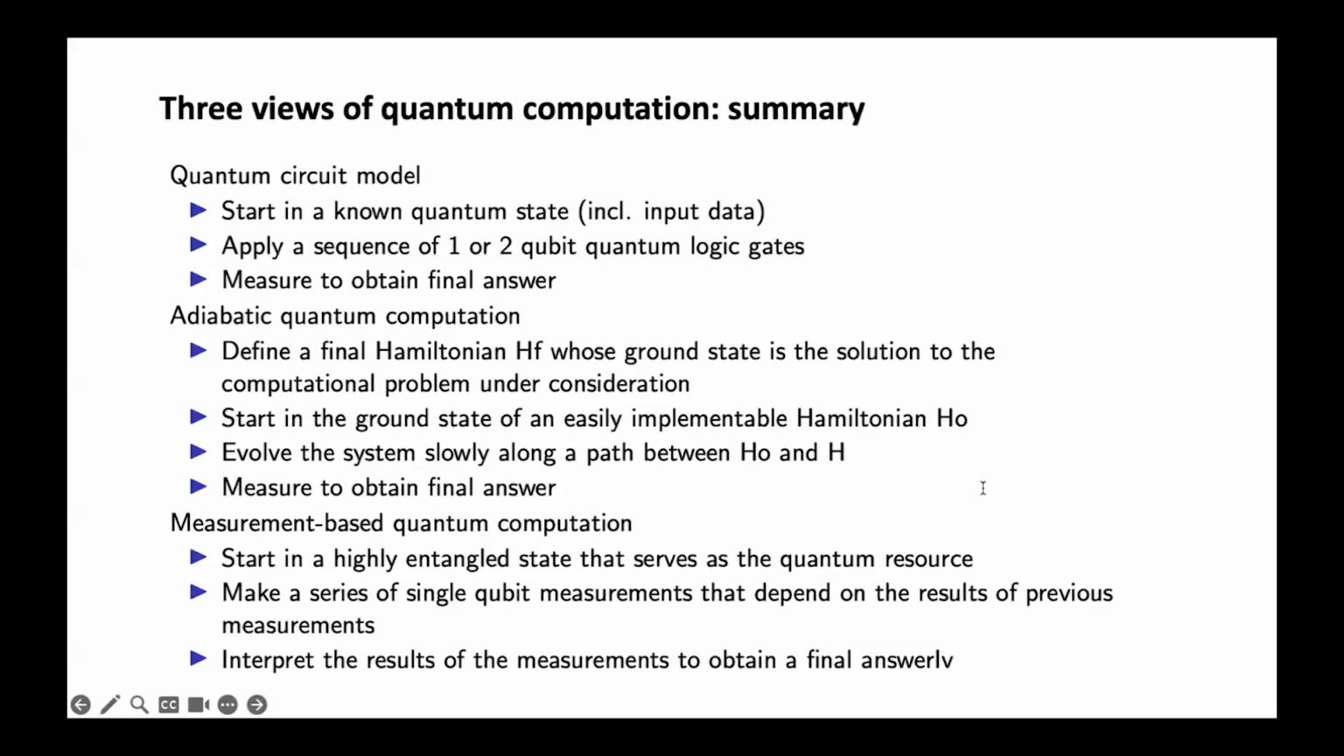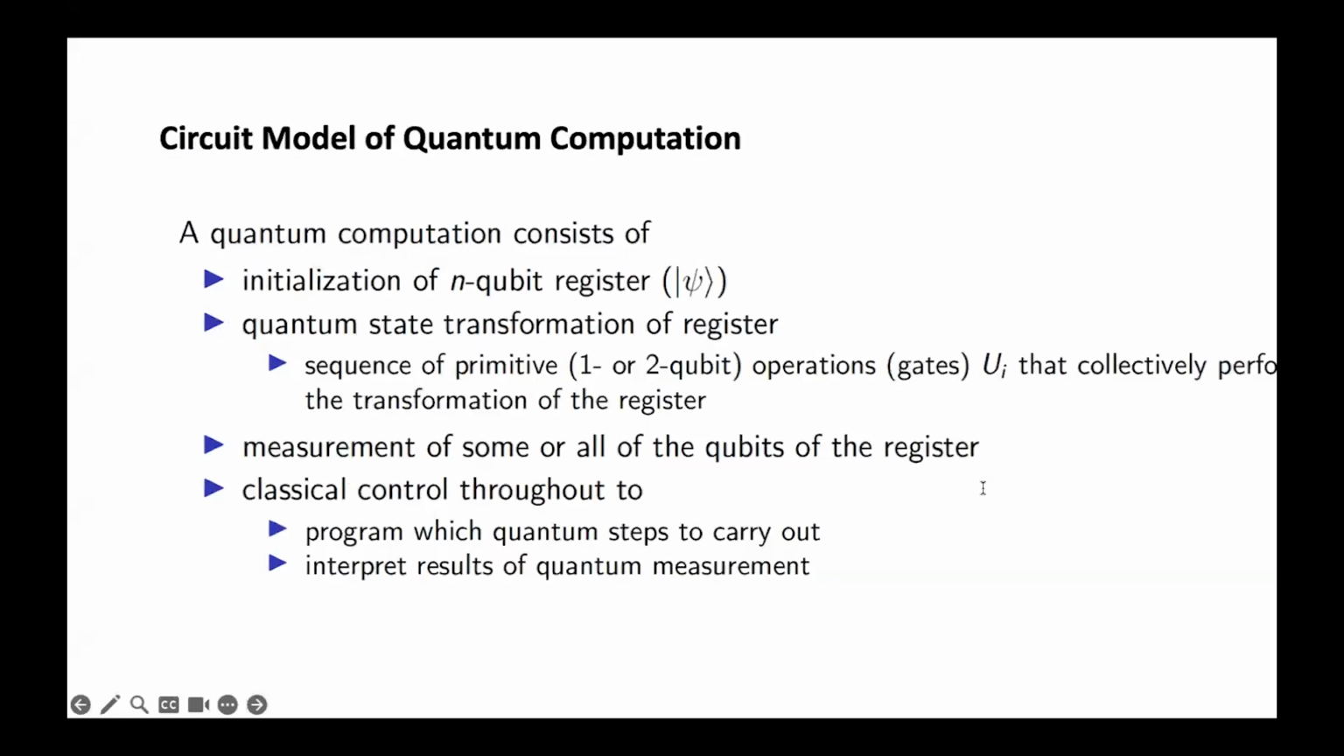Here in this setting, we start in a highly entangled state that serves as the quantum resource, make a series of single qubit measurements that depend on the result of previous measurements, and then interpret the results of the measurements to obtain the final answer. So here are three kinds of views of computation. I'm going to spend a little bit of time on the circuit model of quantum computation.